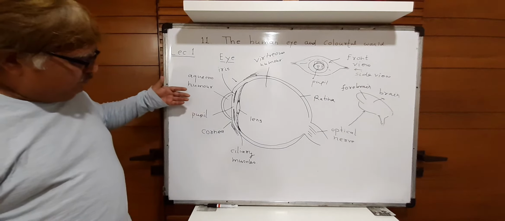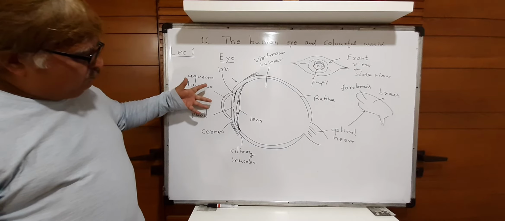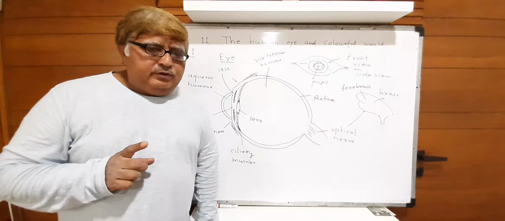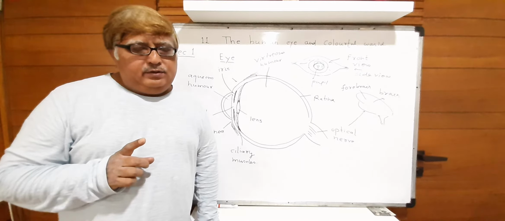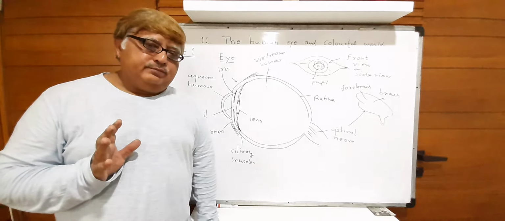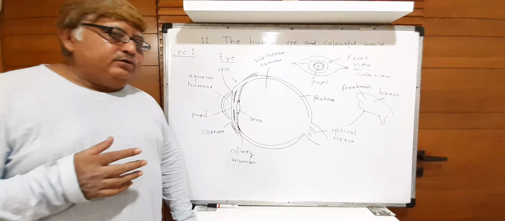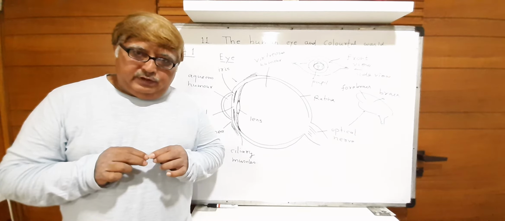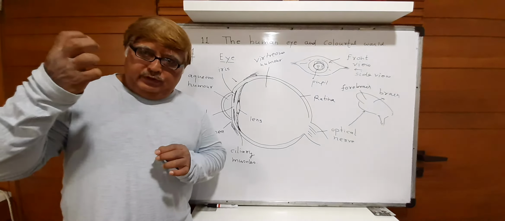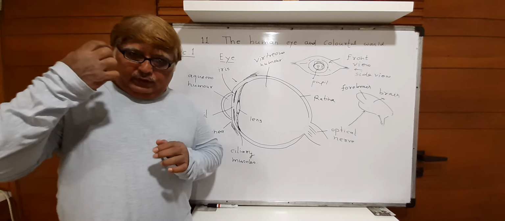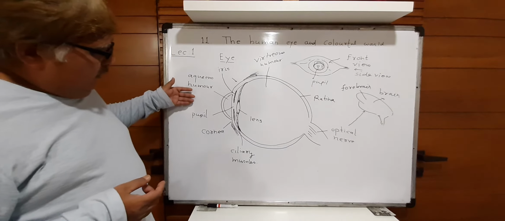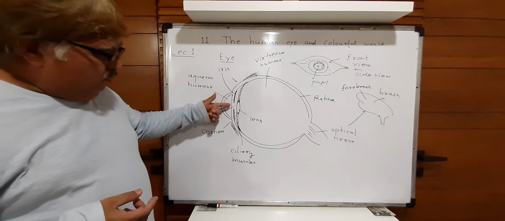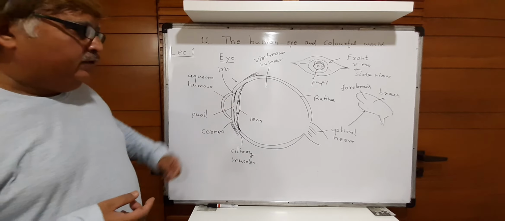Actually what happens? When a light ray falls on the cornea, say 90% refraction of light already takes place. The cornea plays a very important role in refracting the light ray incident on your eye. Now what happens? The light ray incident on your eye gets refracted, and through the pupil it is going to fall on the lens.